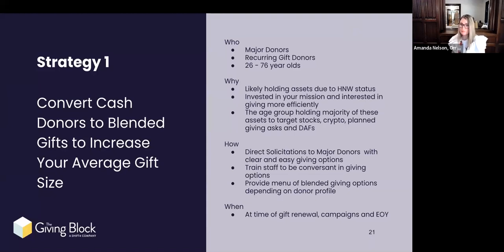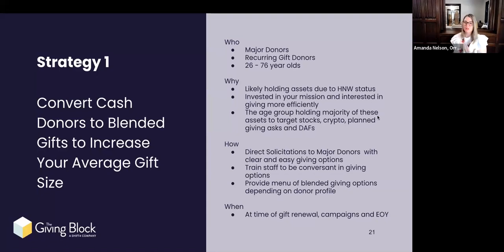And this is another way that donors are using different types of vehicles in order to make larger gifts to nonprofits. But we also know that it's very hard to figure out who has a DAF. You can't see the amount of money that's in a DAF. And crypto is very parallel in that way. And so then again, it comes down to how you're talking to your donors.